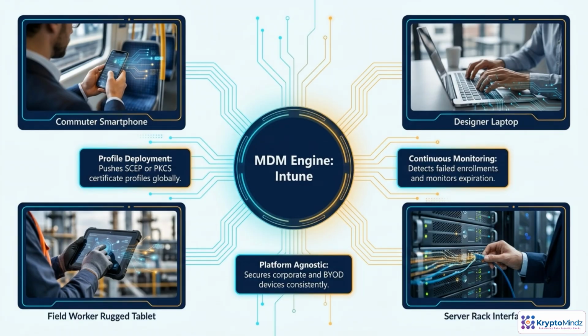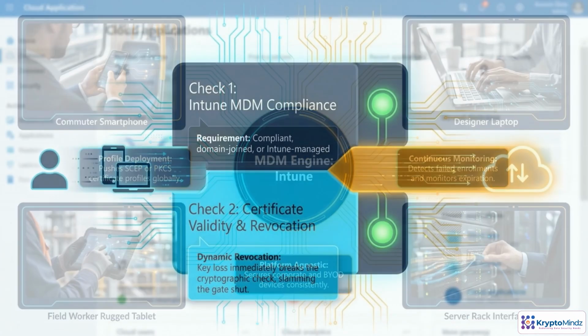Intune acts as the central MDM engine that operationalizes your PKI for devices. It pushes SCEP or PKCS certificate profiles to managed endpoints, phones, laptops, tablets, and even infrastructure interfaces. From the PKI perspective, this is your enrollment and renewal orchestration layer. You define which certificate template applies to which device group, and Intune handles distribution and key generation. Because it's platform agnostic, you get consistent policy across corporate and BYOD. Continuous monitoring then closes the loop by flagging failed enrollments and upcoming expirations before they turn into outages.